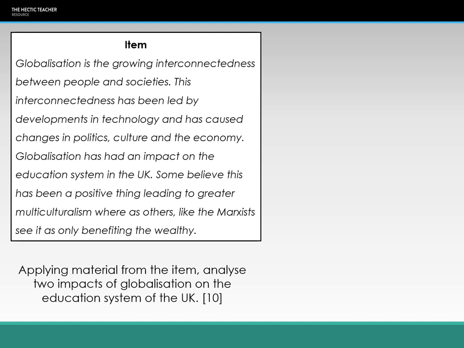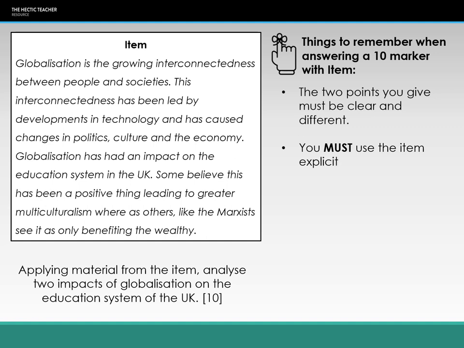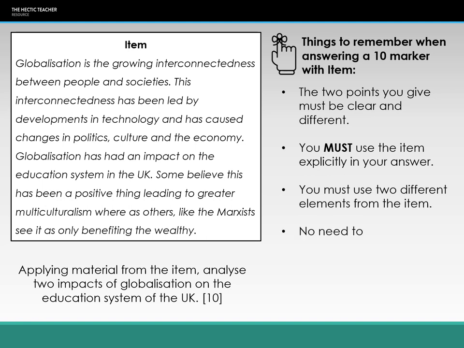Okay, so let's have a look at the exam style question. For this one, we're going to look at a 10 marker with item. So this is one where you will get about 12 minutes to answer. So the key things to remember with this question is that you need to have two clear and distinct points that must be different from each other. If the points are too similar, the examiner could see them as the same one and therefore not give you the marks that you need.